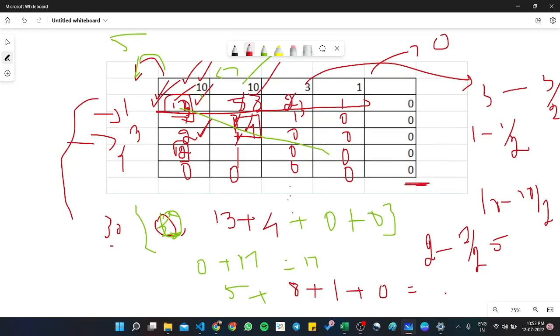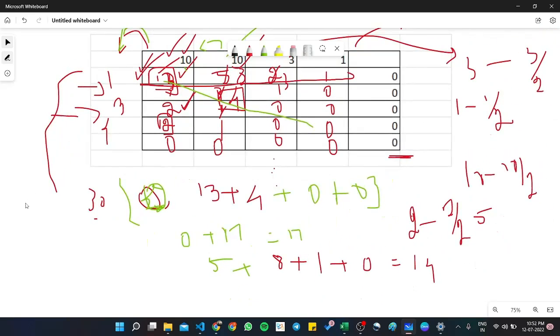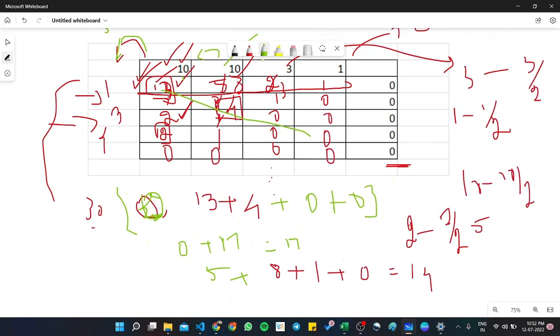Okay, this will become 14. So this is one of the possible answers. Next, if I start using bad keys from this position, I will use two good keys, so the cost will be 10 plus, since I started from this position, 3 plus 0.